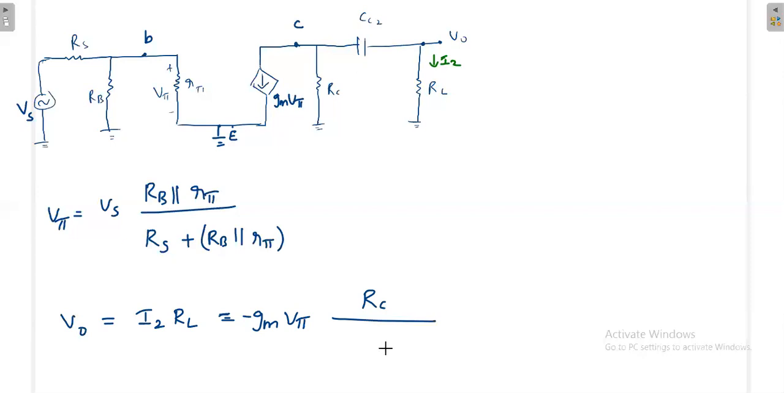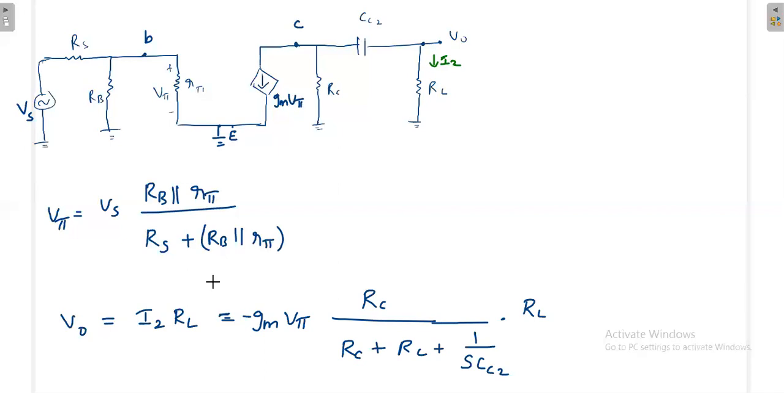Now RC plus what is this resistance? That is RL plus again the impedance provided by this capacitance, which is 1 by sC2. Then I2 into RL is there, so finally one RL also will come. In the numerator, finally RL is there.